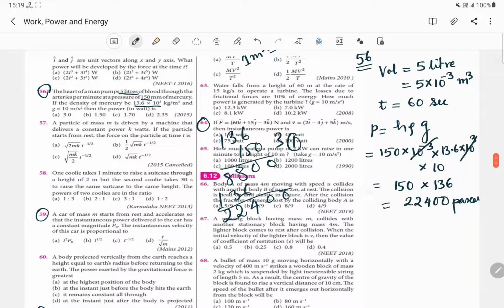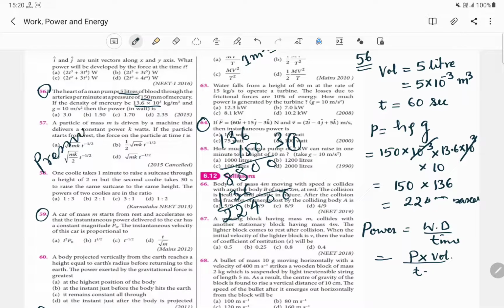And we do know that power is being asked. Power, what is power? Power will be equal to, very simple, work done or energy divided by time. Very simple. And we do know that work done is also equal to pressure into volume. So power is pressure into volume divided by time t. Remember that this pressure into volume will be exactly equal to work done. Remember this relation, this is going to be used in our thermodynamics chapter.